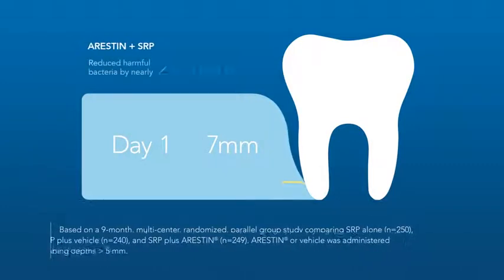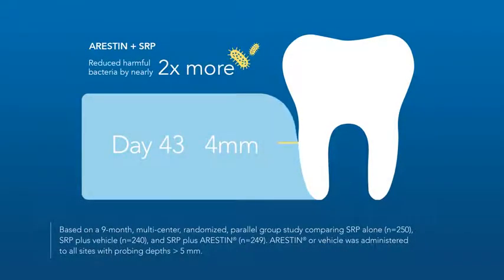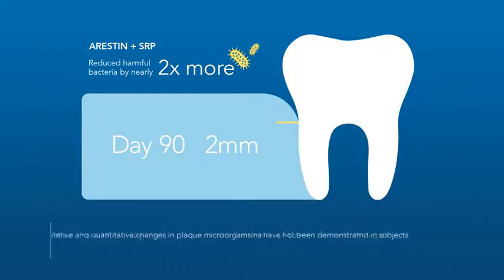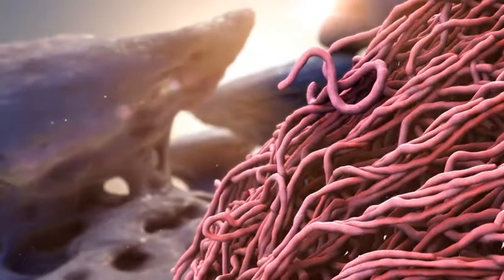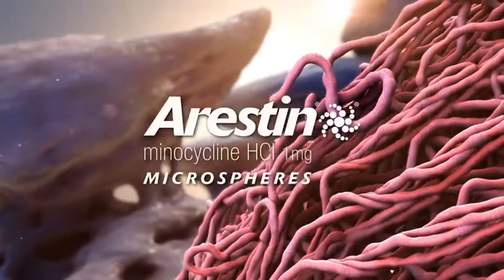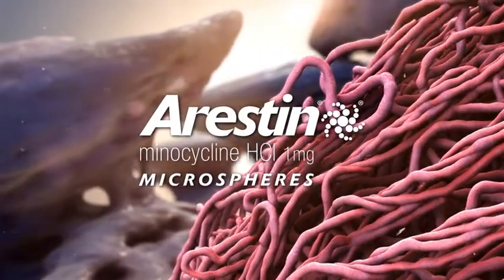3 months after treatment, the addition of ARESTIN to SRP has been shown to significantly reduce pocket depth compared to SRP alone. In the fight against periodontal disease, extend the reach of SRP by adding ARESTIN.